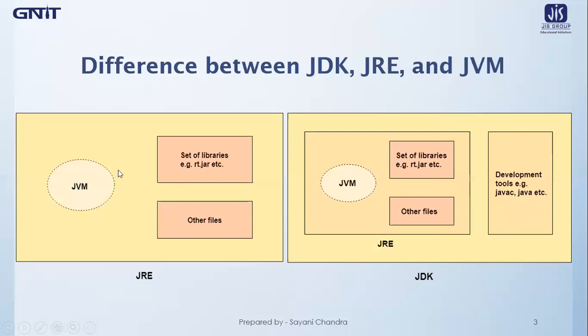Now we have in this picture, we have already told that JRE contains JVM and some set of libraries, and apart from that, some other files also which are being needed by JVM to execute a .class file or bytecodes. So this is the JRE. This left hand side picture is this JRE part.